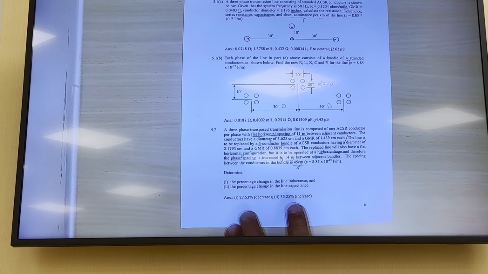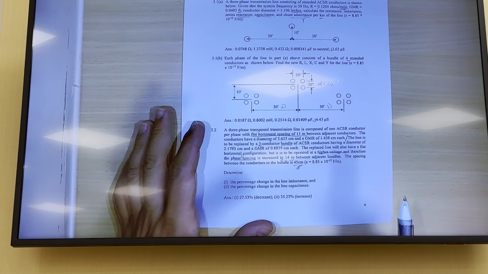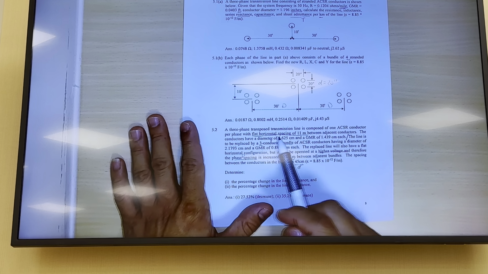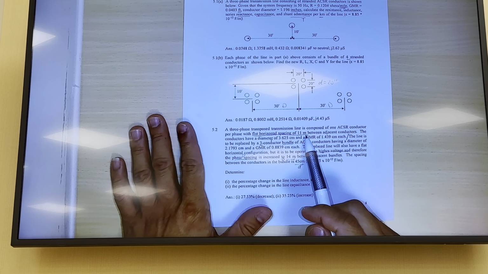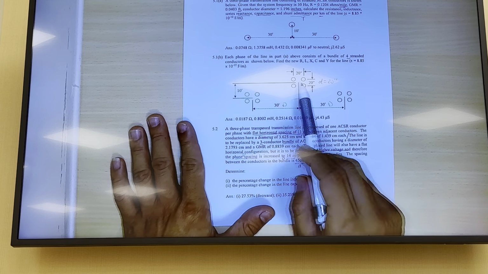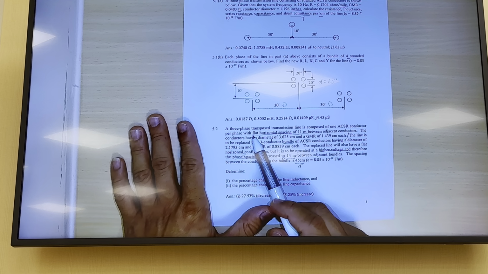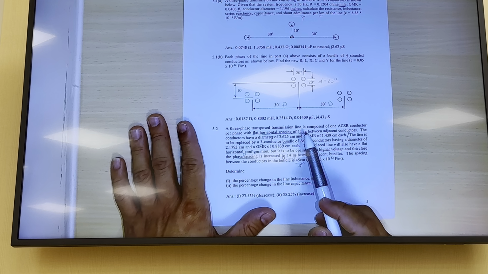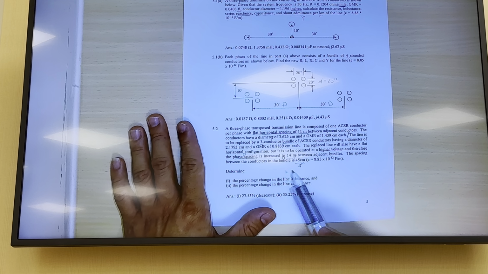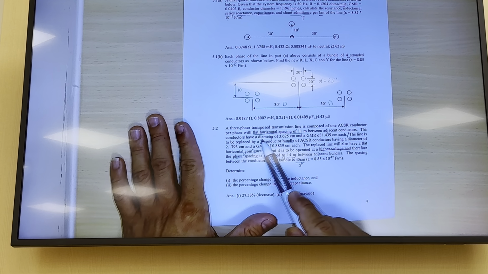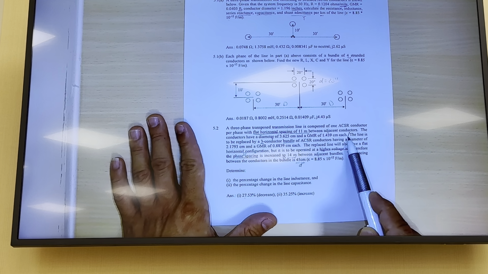5.2, a 3-phase transposed transmission line is composed of one ACSR conductor per phase with a flat horizontal spacing of 11 meters between adjacent conductors. Here you can see we don't have the layout of the 3 phases, but we are given this specific information: flat horizontal spacing, which means the 3 phases are placed on the same horizontal line, and the adjacent distance is 11 meters. The conductors have a diameter of this value and a GMR of this value each.